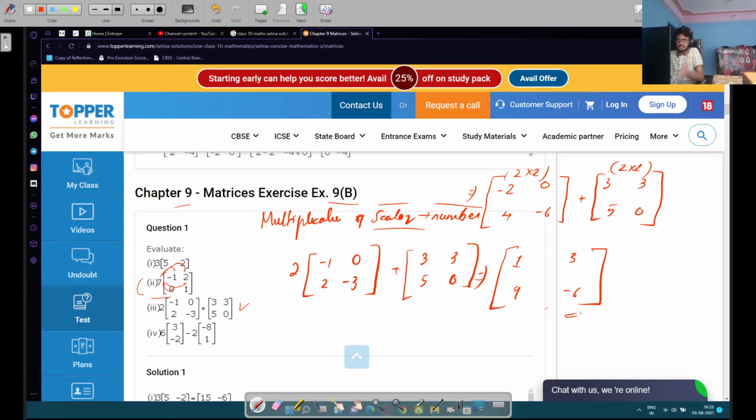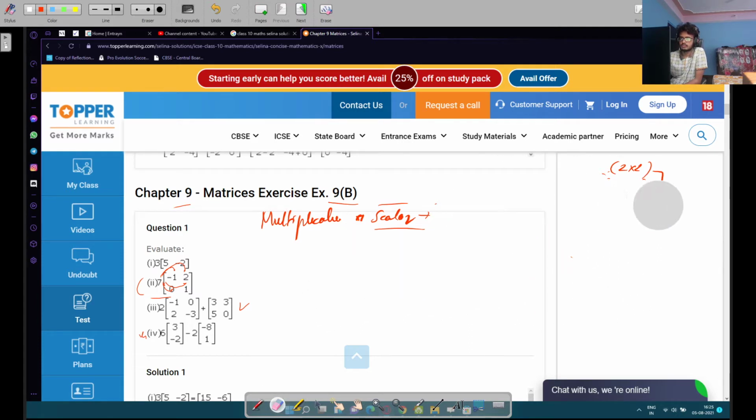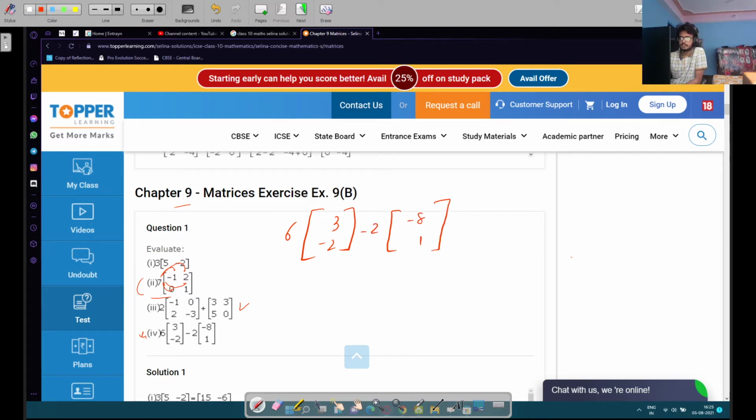It's very simple. So let's try this one as well, number 4. The question is 6 times [3, -2] subtracted with 2 times [-8, 1]. So multiply the 6 inside. So 6 3s are 18, 6 into -2 is -12, minus, multiply the 2 inside. I'm just taking the 2, I'm not taking the minus. So 2 into -8 is -16, 2 into 1 is 2.